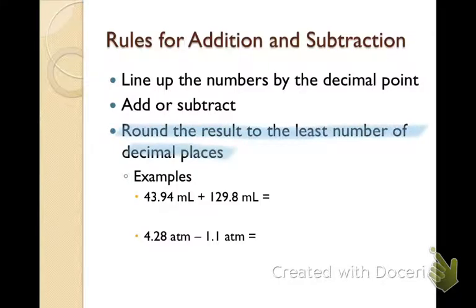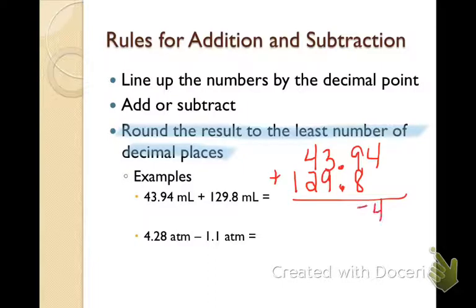All right, so let's start with this example with step 1, lining up the numbers by the decimal point. So I have 43.94. Make sure those decimal points are nice and big and bold. And we're going to add that to 129.8. All right, so add them up. Just like you would before, line up the decimal point a little bit better there. Okay, so we have 173.74, if you can read that.